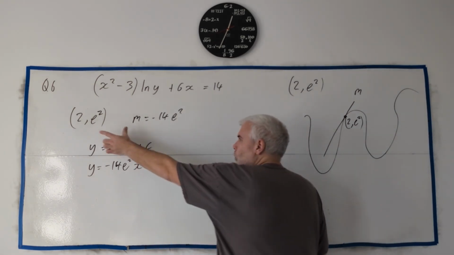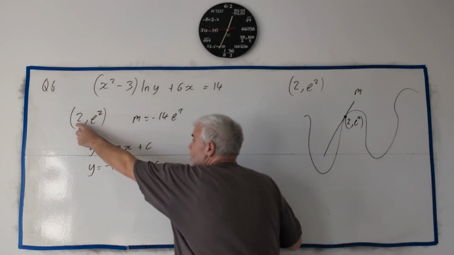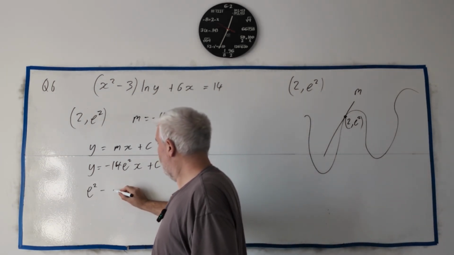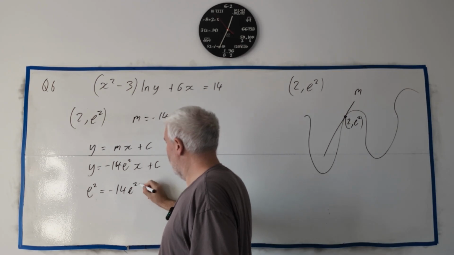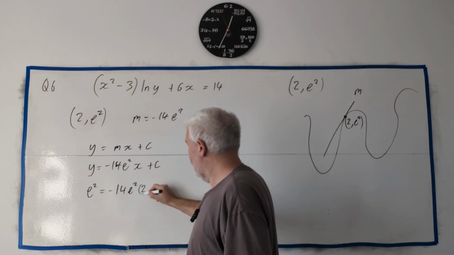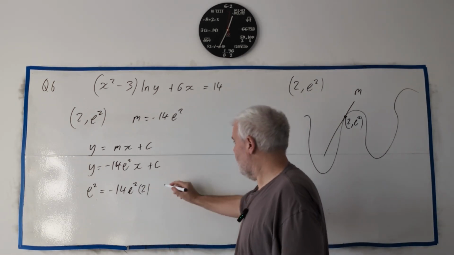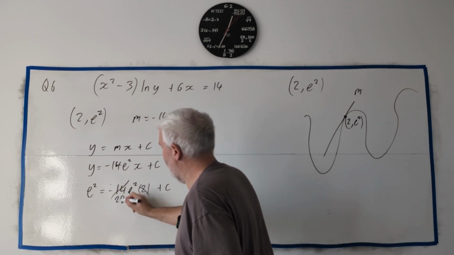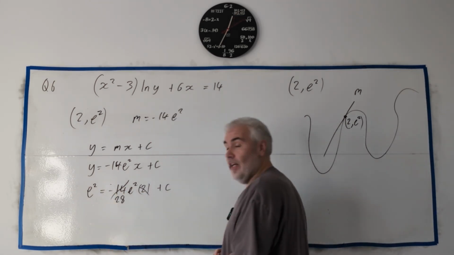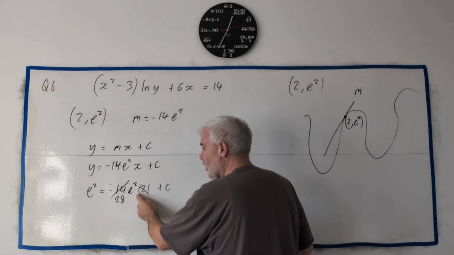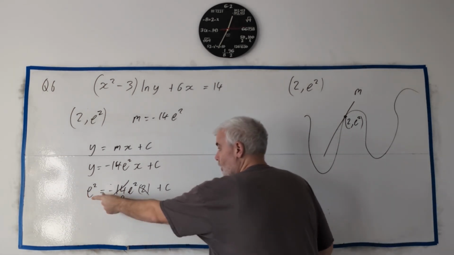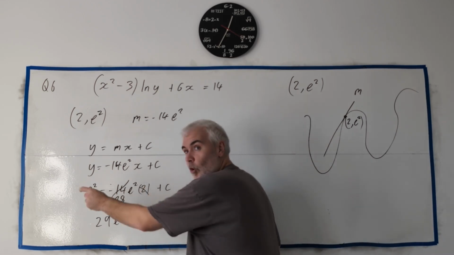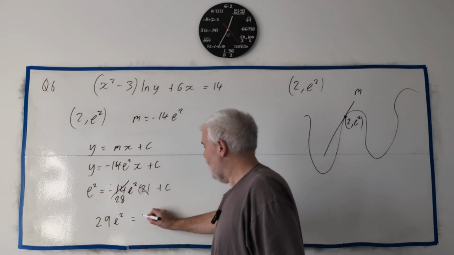How do we find c? We use the point to find c. We put in x and y, and we'll find out what c is. So y is e squared, equals minus 14 e squared, x is a 2, 2 times minus 14 is minus 28, plus c. So we have minus 28 e squared over here. Add 28 e squared to both sides. This will destroy it, and we're left on this side with 29 e squared. So there's 1 e squared here and 28 more coming, which is 29 e squared, equal to c.